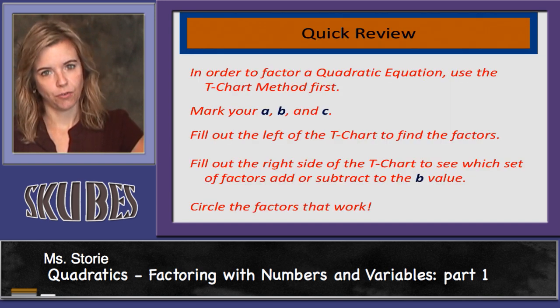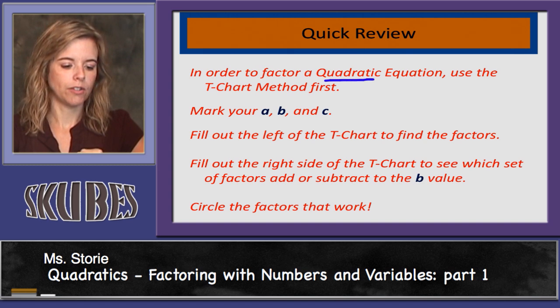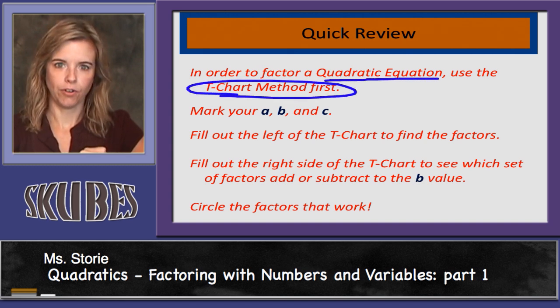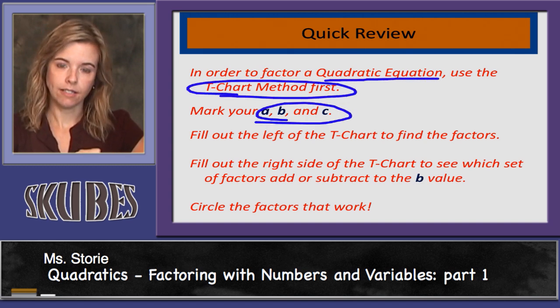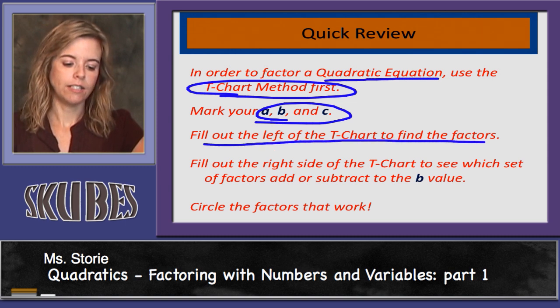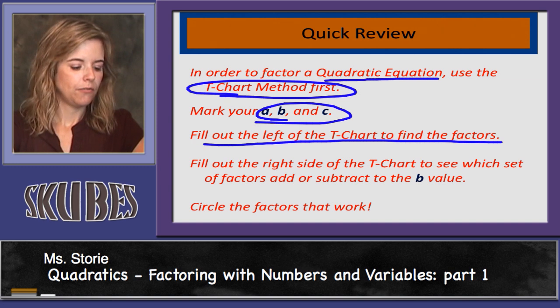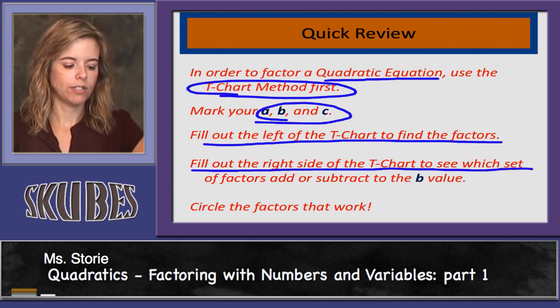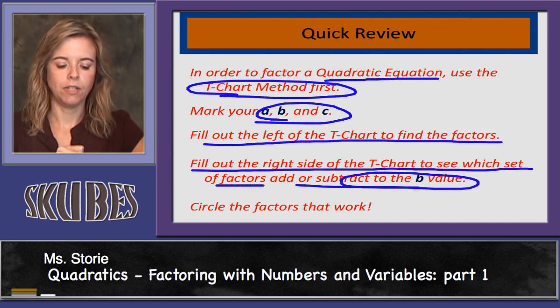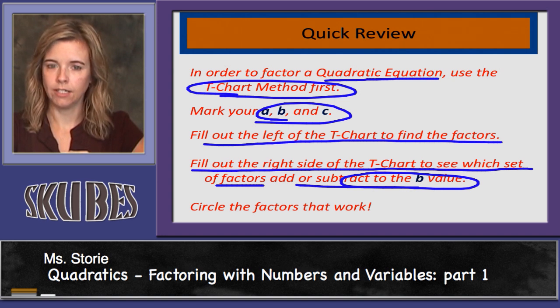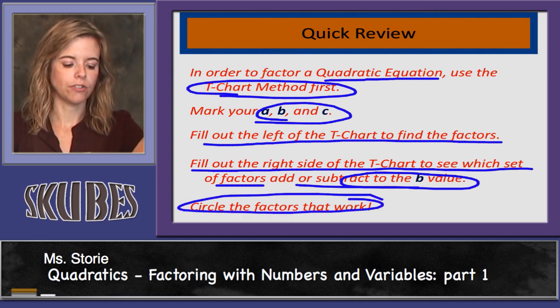All right, let's review the first 4 steps. In order to factor a quadratic equation, use the T-chart method first. You're going to mark your A, B, and C. You're going to fill out the left side of the T-chart to find all your factors. Watch your signs, positives and negatives. Fill out the right side of the T-chart to see which set of factors add or subtract to the B value. Again, you have to watch your positives and negatives. And then just circle the factors that work.